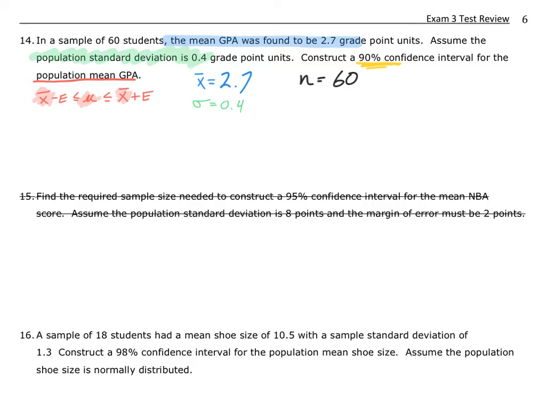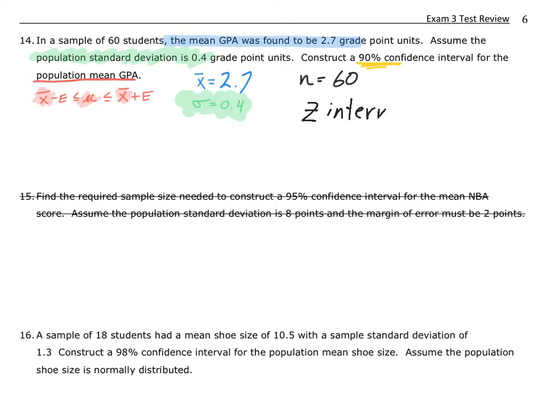Well, because I've been given the population standard deviation, that tells me right there which one I'm going to use. So because I've been given the population standard deviation, I'm going to be using a z-test because I can do this exact thing. So it's going to be a z-interval.